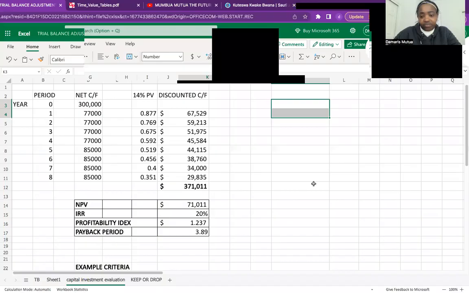So we're going to be looking at evaluation using NPV. And we believe that $1 today is better than $1 received like 5 years from now.